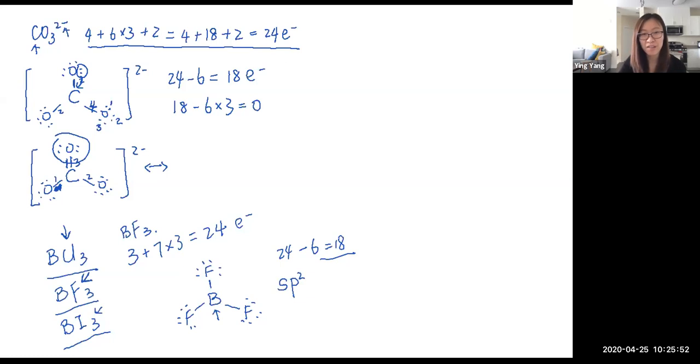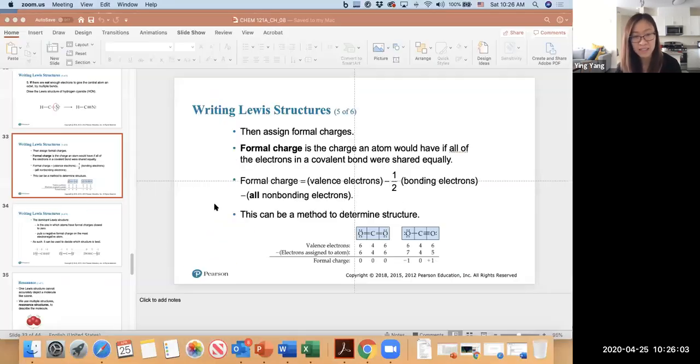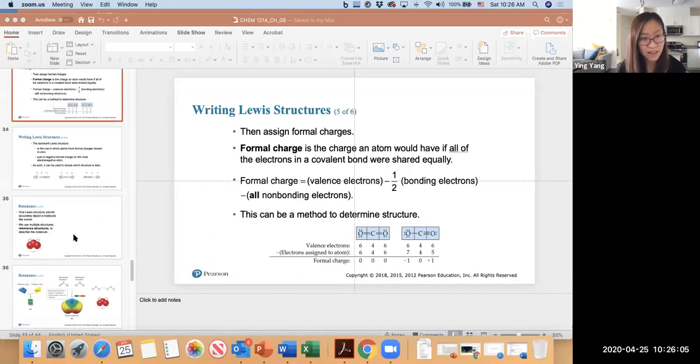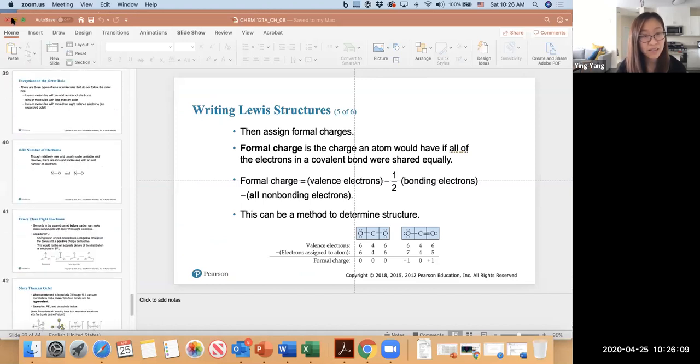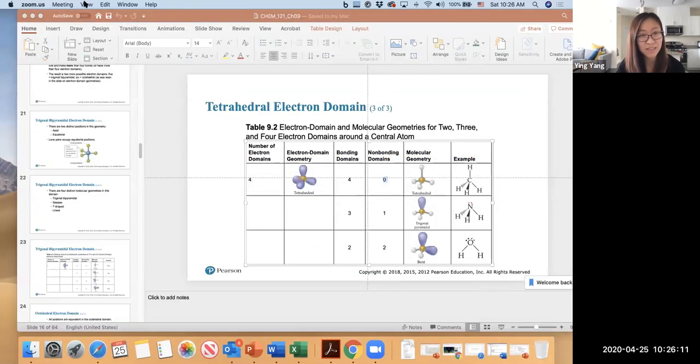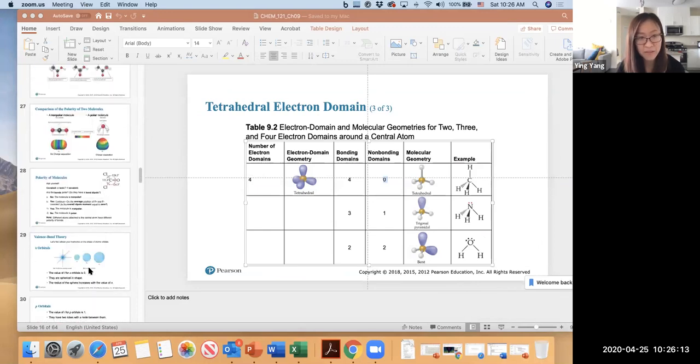Now, speaking of hybridization, let's go back to the slides and show you a review of the hybridization. Let's go down here. Not this one, this chapter, hybrid orbitals.